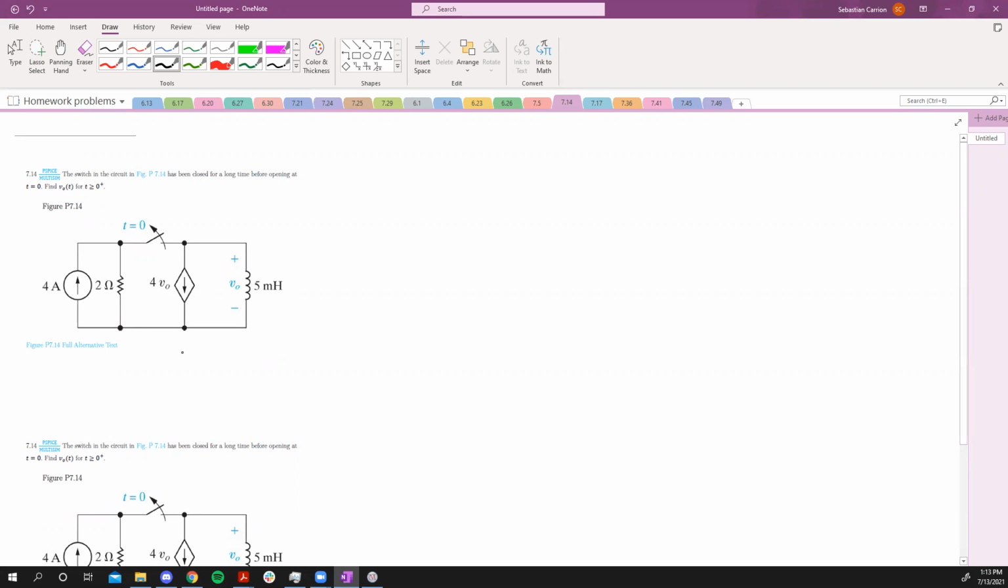So problem 7.14 says the switch in the circuit has been closed for a long time before opening at time equals 0. Find V naught for t greater or equal than 0.